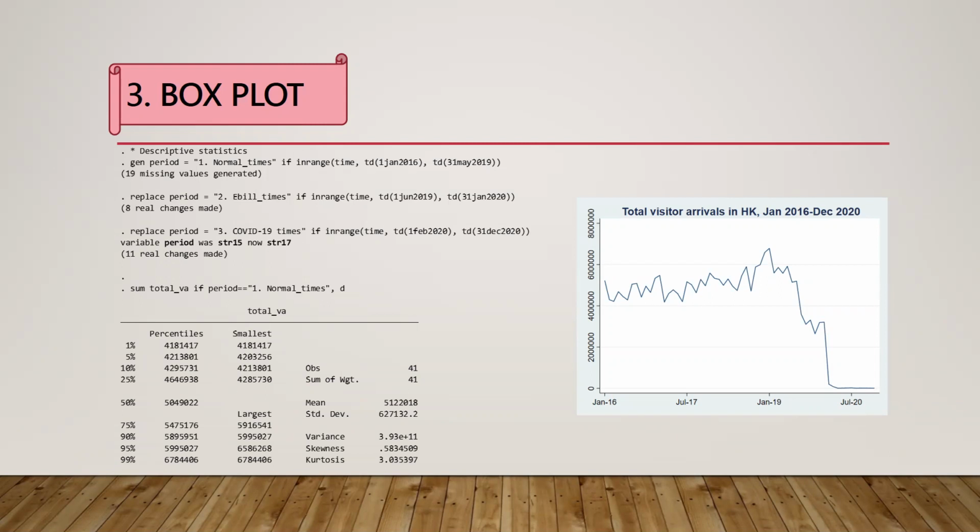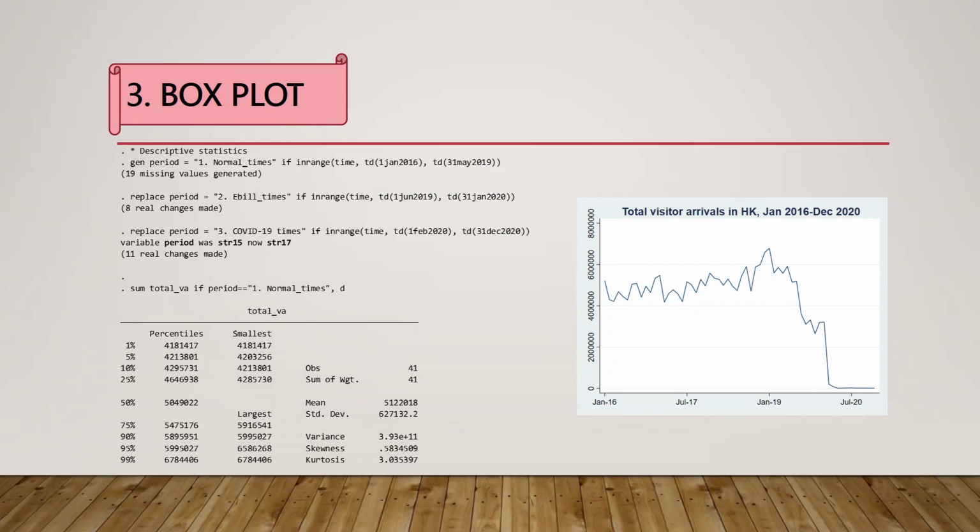And then thirdly, we can also add a value in the period variable, which is called "3.COVID-19 times". We can define this COVID-19 times as a time period where any time variable is between the 1st of February 2020 all the way to the year end of 2020. And after we set up these three periods, we can look at the statistics separately in each of the periods.